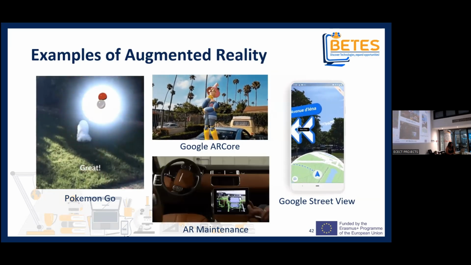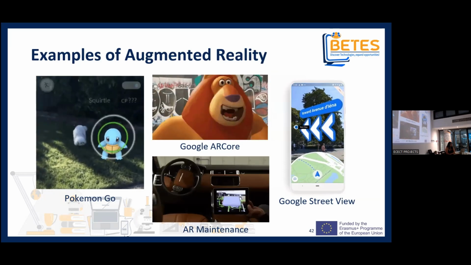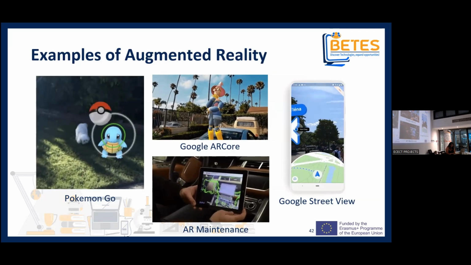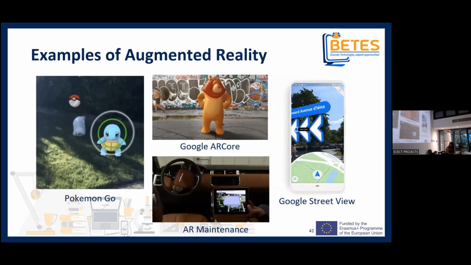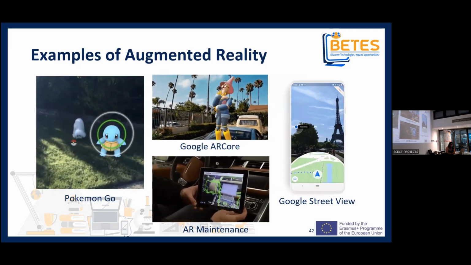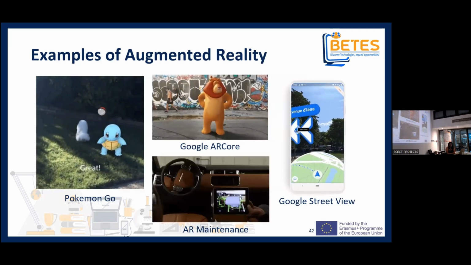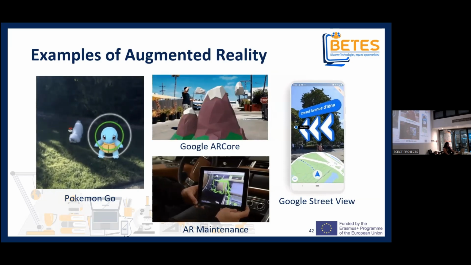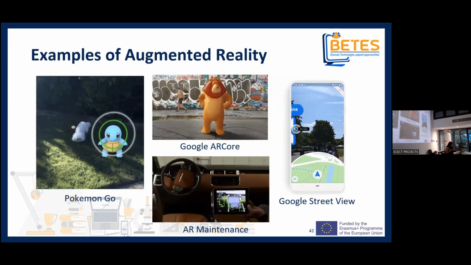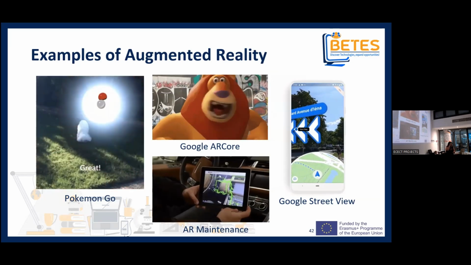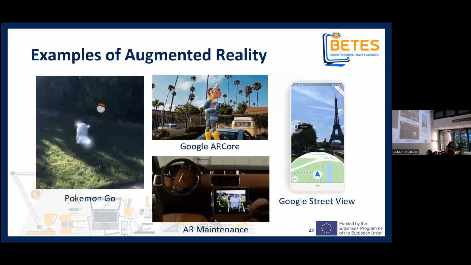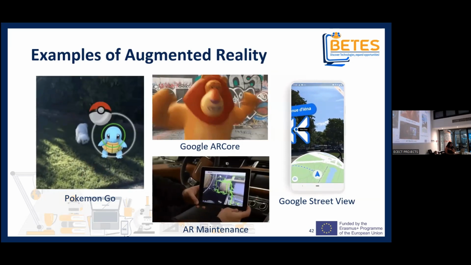It became popular in 2016. You go to the real world and capture Pokemon characters. We have Google ARCore, AR maintenance, and Google Street View. Google Street View, again, is one that can be easily used by anyone. When you can't really locate yourself on the map, you can use Google Street View and you literally follow the arrows. I have used this in Italy before. It was useful.